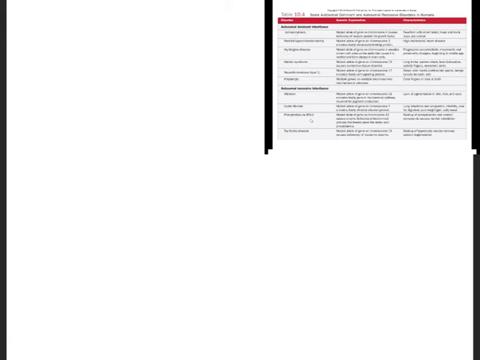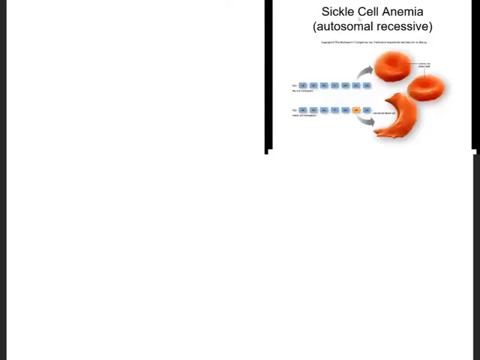On autosomal recessive, I tend to favor cystic fibrosis and sickle cell anemia. Again, sickle cell anemia is an autosomal recessive, even though it's not showing up on this list. Doesn't matter which one I give you because they're all essentially going to be the same. So let's begin with autosomal dominant inheritance.